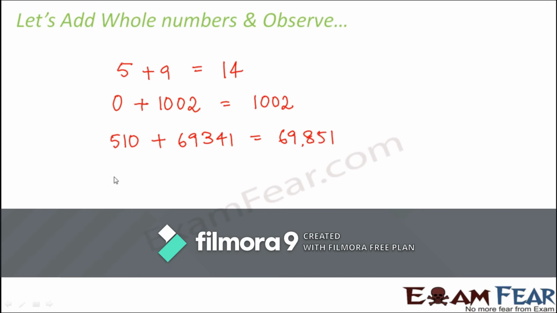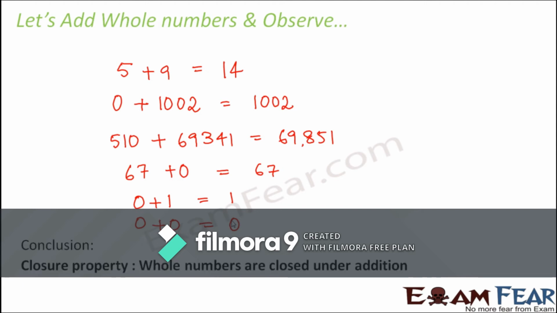And we get 69,851. Let's say you take a whole number 67, add 0 to it, you get 67. You add 0 and 1, you get 1. You add 0 plus 0, you get 0. So you see, we have taken a variety of whole numbers starting from 0, 1, bigger numbers, and whenever we added them, what did we observe? That the result that we obtained is also a whole number, whether it is 14 or 1002 or 69,851 or 67, 1 or 0. All of them are also whole numbers.